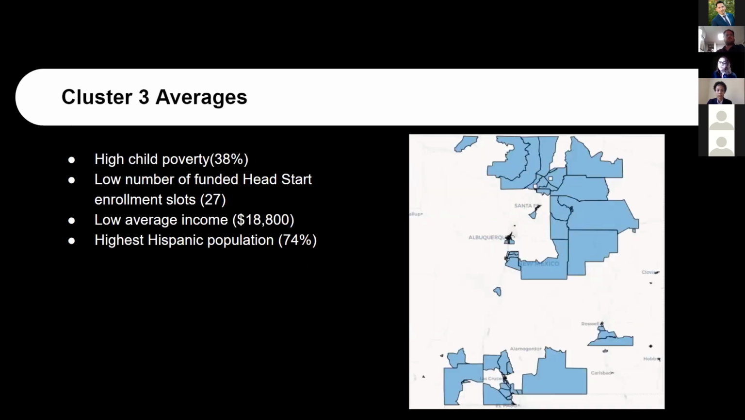And so for cluster 3, this one had a high average level of child poverty at 38%, and it also has a low number of funded slots and a low average income. This cluster also had the highest average of Hispanic population with 74%. Based on this and our info from cluster 2, we have concluded that the Hispanic population was the most underserved population.